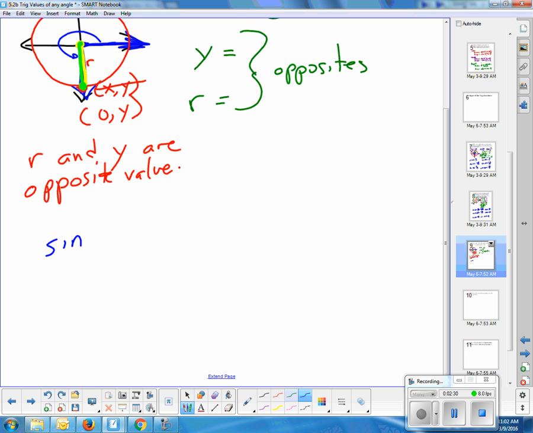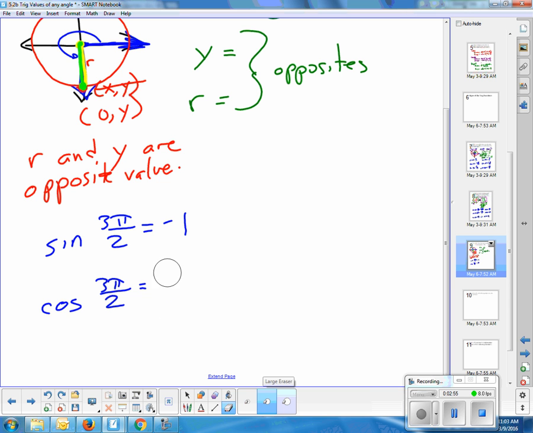So sine of 3 pi over 2, the sine function defined as y over r. And I know that y and r are going to be opposites, so that would simplify to -1. Cosine of 3 pi over 2, defined as x over r. But I know that x is 0. That would give me 0 over r, and it doesn't matter what r is. As soon as I have a 0 in the numerator, the whole fraction has a value of 0.